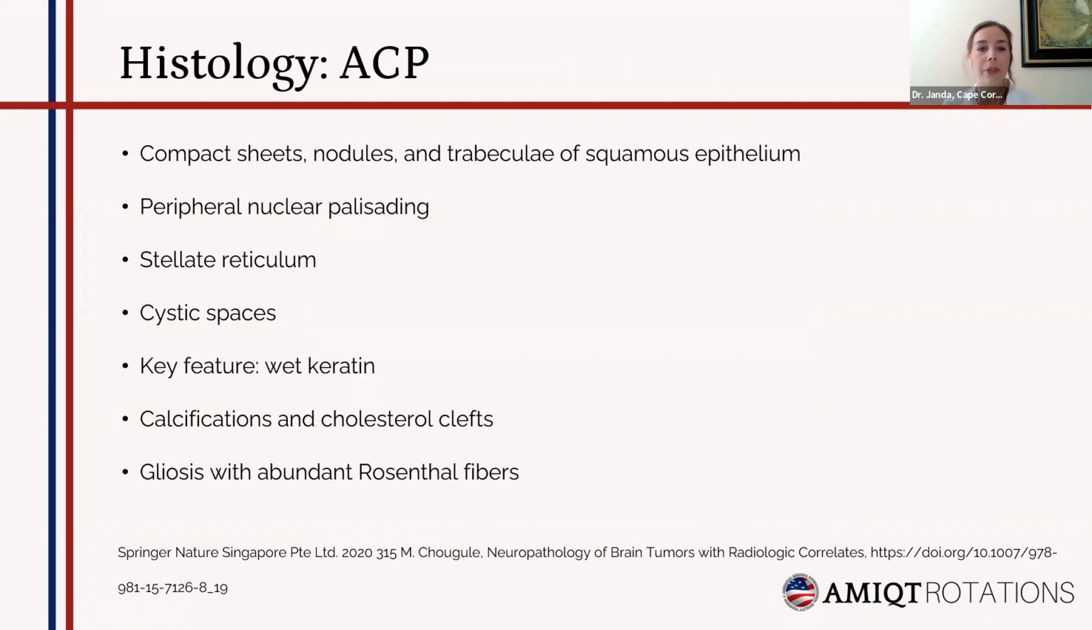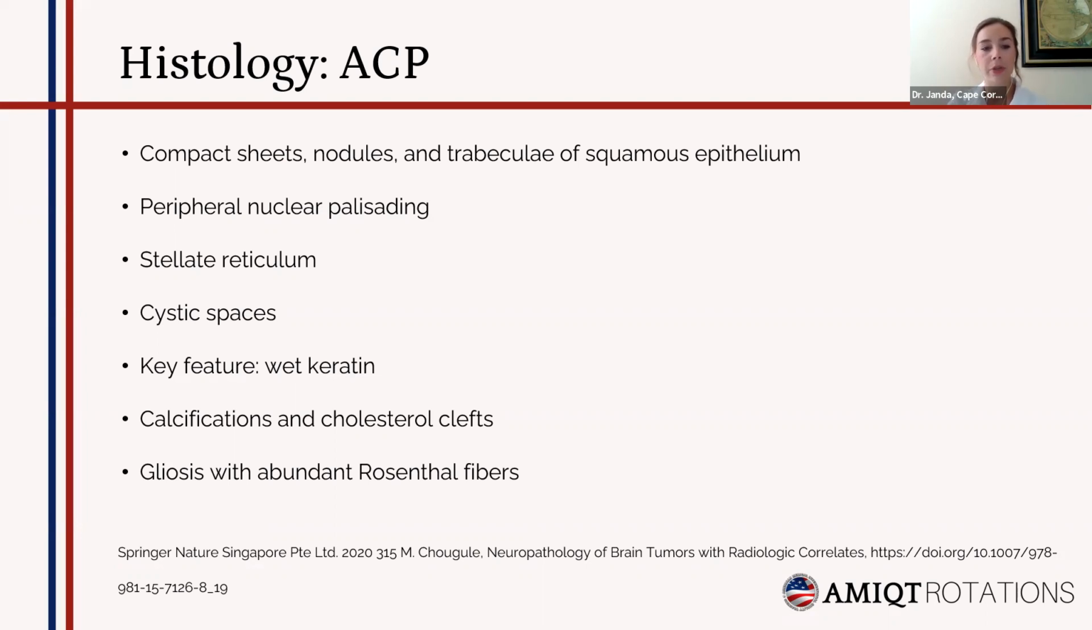Okay, now I will go over the histology of the ACP. The tumor is composed of compact sheets, nodules, and trabeculae of squamous epithelium, which shows peripheral nuclear palisading. Those more densely packed cells are then combined with the more loose cells, which is called the stellate reticulum. Degenerative changes form the cystic spaces, as well as the cholesterol clefts.